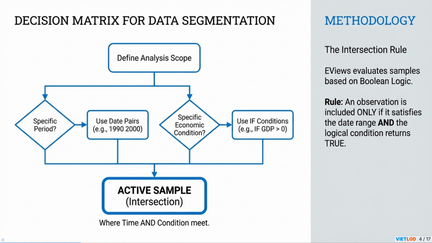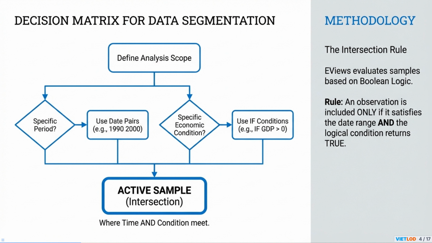At its core, EViews evaluates samples using Boolean logic. Think of it as a set of conditions that an observation must meet to be included. The fundamental principle is the intersection rule. An observation is included in the active sample only if it satisfies all specified conditions simultaneously. This means it must fall within the specified date range and the logical condition must evaluate to true. If either part fails, the observation is excluded from the current analysis.